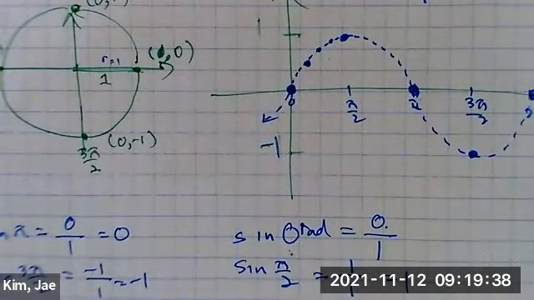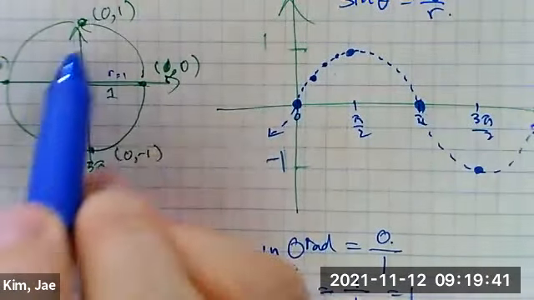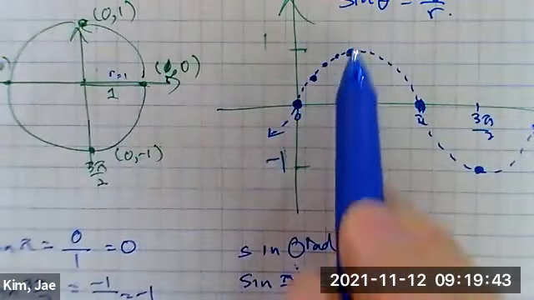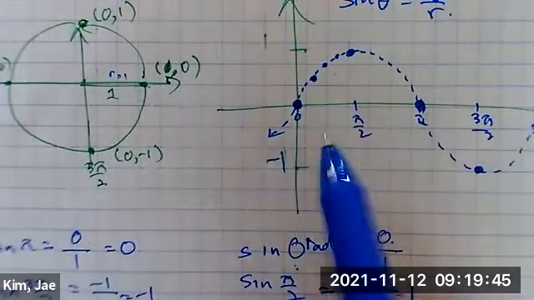Yeah, of a unit circle. Yeah, that's absolutely right. Because what is the height here? It's a 1. What is the height here? It's a 1. It's the same idea.